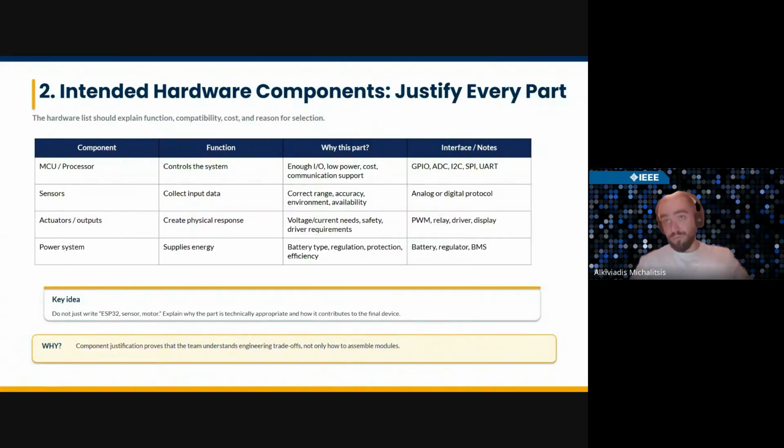So why did we want all of this to be analytical? The component justification proves that your team understands the engineering trade-offs. So for you to understand exactly how you balance your implementation to do what you want, not only how to assemble the modules. We don't want to see people that assemble stuff. We want people that thought about why we need this kind of stuff.